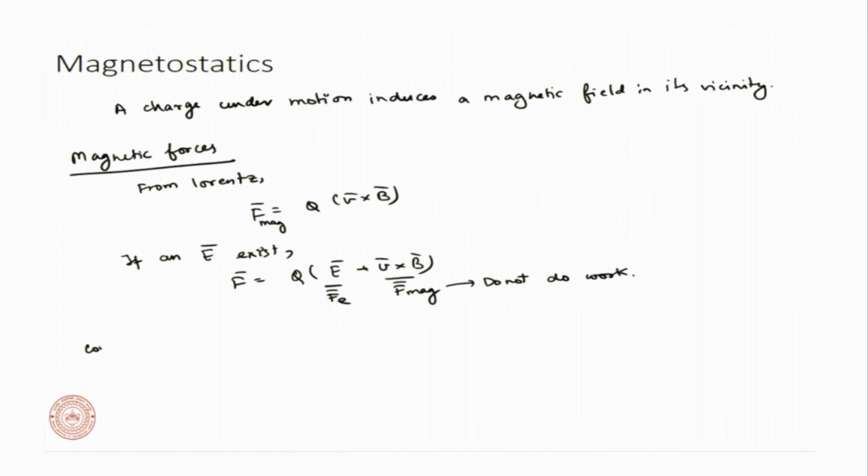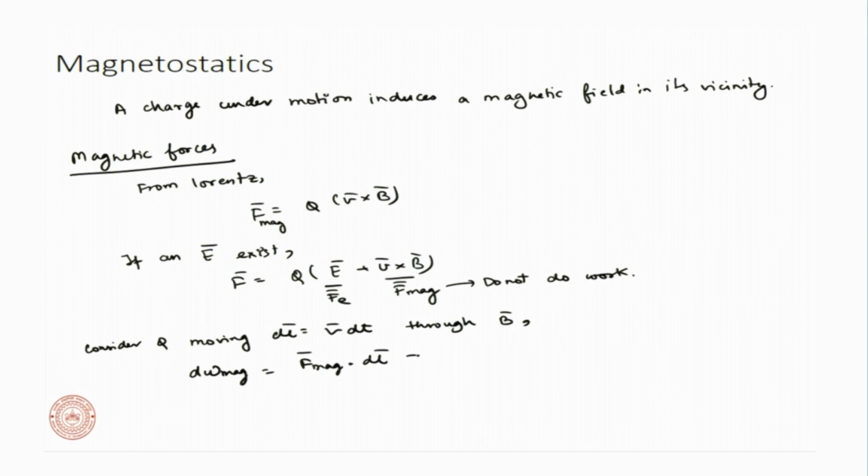So, say consider a charge moving a distance dl, which is equal to V dt, through a magnetic field B. Then the work done due to the magnetic component of the force is equal to F mag dot with dl. Right. What is our magnetic force? It is V cross B times Q, dot with the V vector times dt.